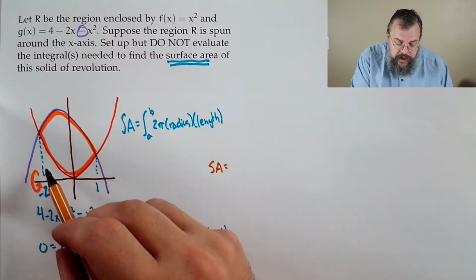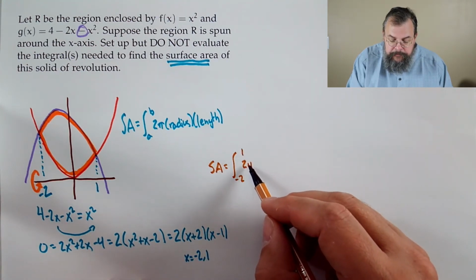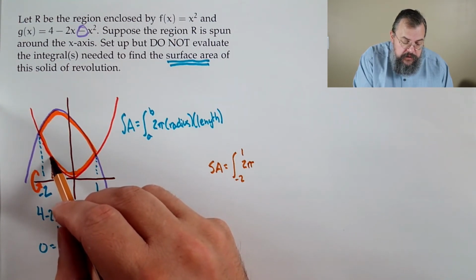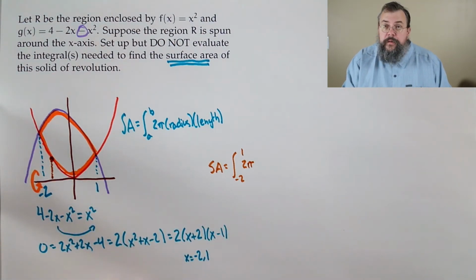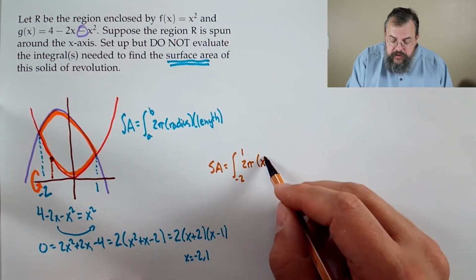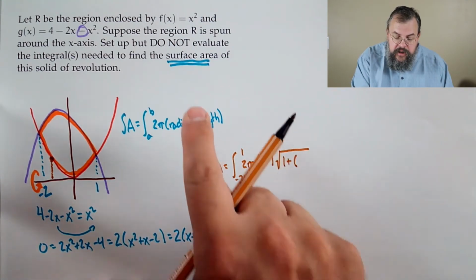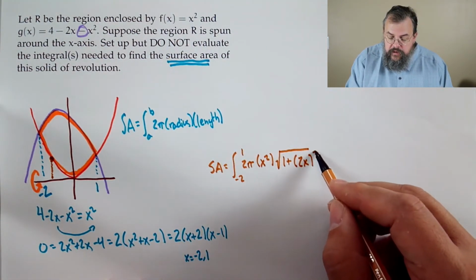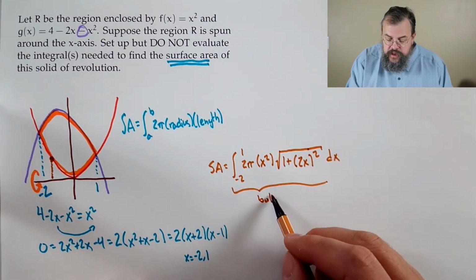So let's do our bottom part. We're just going to go from negative 2 to 1, our 2 pi. Now, our radius, well, that's going to be from the curve, which is y equals x squared, down to the axis, y equals 0. So the function is our radius. So 2 pi x squared, then it'll be the square root of 1 plus. Now we take the derivative of our function. The derivative of x squared is 2x, squared, dx. So this is the bottom portion.